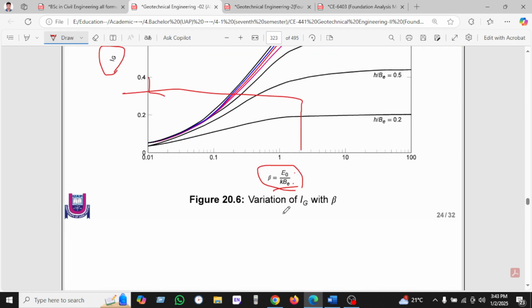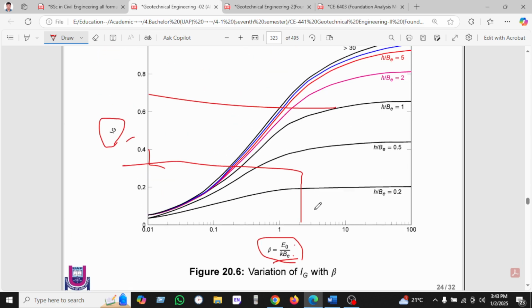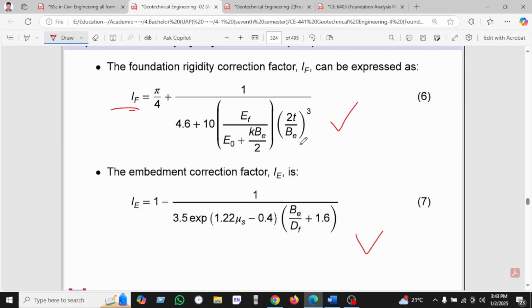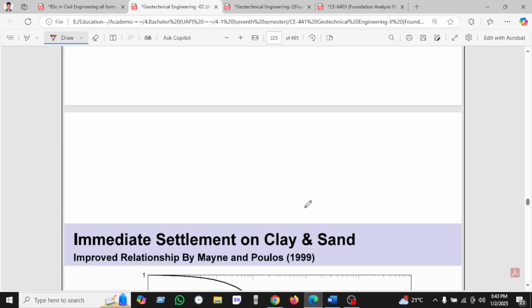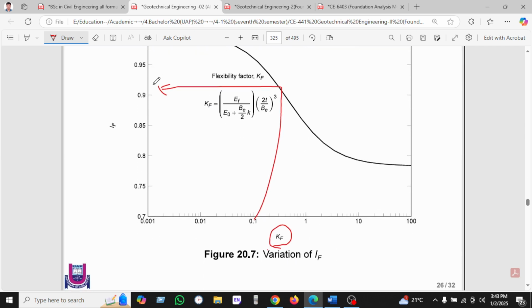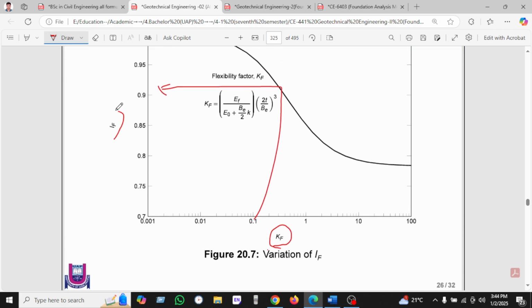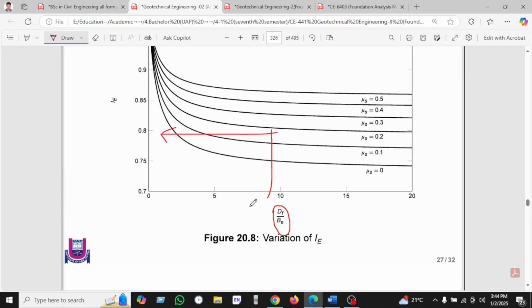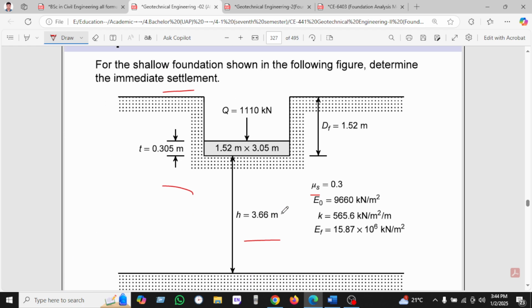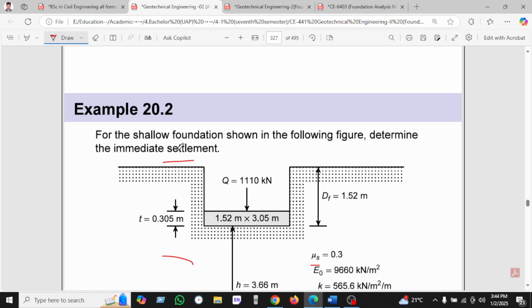This is the value of beta, which depends on E naught divided by k into B, and we found IG. In the same way IF is found from this equation, and IE is found from this equation, and KF is found from this chart. IF will be found from this chart with respect to KF, and IE is found from this graph with respect to DF by BF.